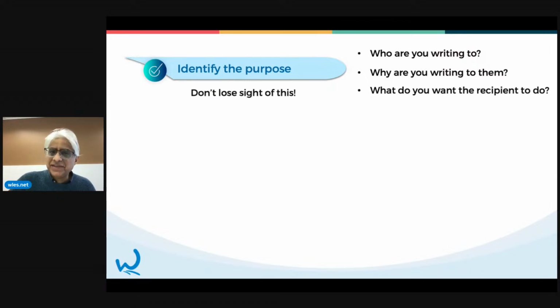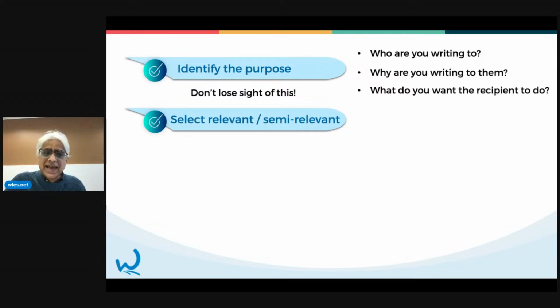And don't lose sight of this. Sometimes people start writing their letter after about 20 minutes, 25 minutes. You kind of forget the purpose and you start writing these general kind of medical letters. So just keep in mind the purpose, keep in mind the recipient. Don't forget this information.